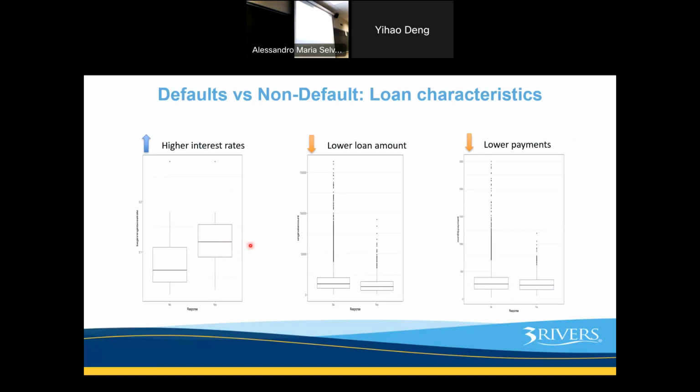They also had lower loan amounts. That could be financial wellness, or that they're just riskier, so there's going to be a lower limit that they're allowed to take out. And they ended up with lower payments too. So the higher interest rates didn't quite even out with the lower loan amount, and they also had lower payments.